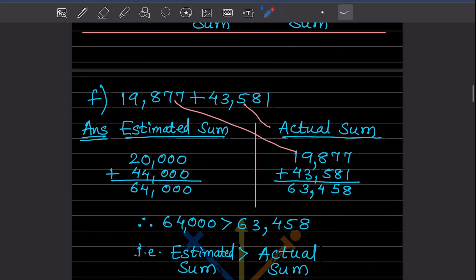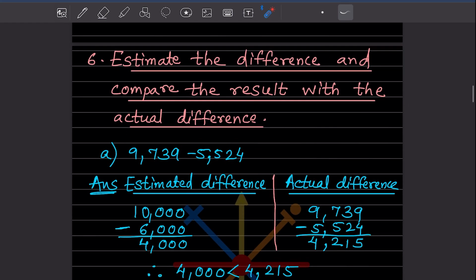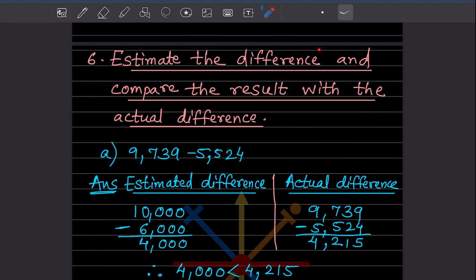Now here you can see, when you round this you get 20,000. Here when you round it you get 44,000, and these both remain the same. You are going to add them. So 64,000 is greater than 63,400 of this one. Now we will look for the next one. Here, what are we going to do? We have seen that was for the addition, that was for the sum.